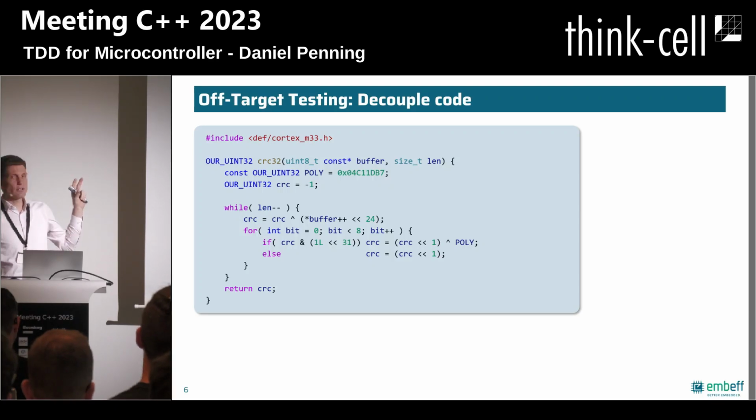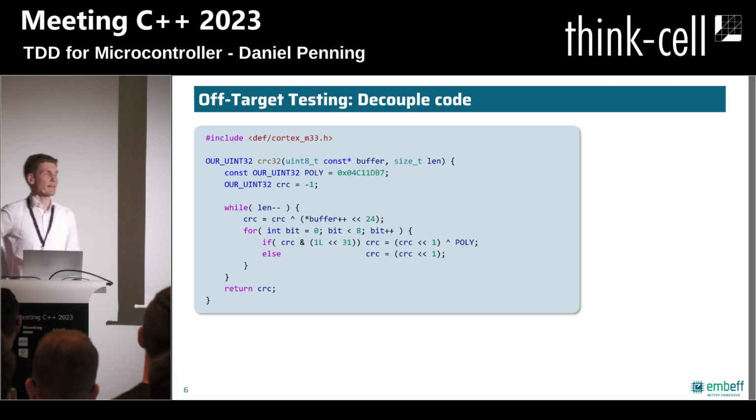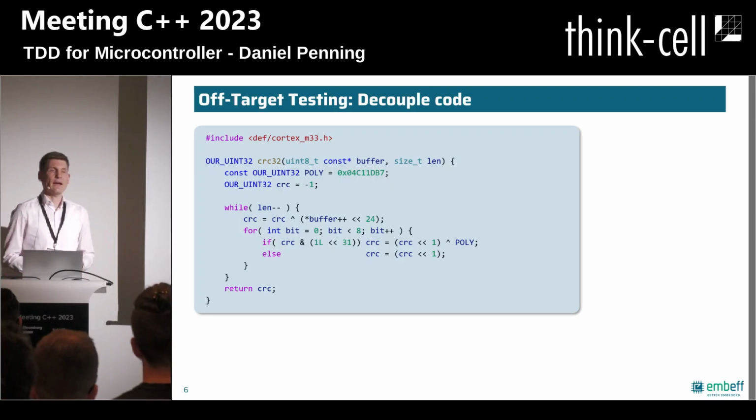Can you just take this code and test it off target on your machine? Okay, why not? Exactly. We can't. This header here probably won't be available on our desktop machine. Yeah, usually a lot of these headers are just shipped with the toolchain, so they belong to the compiler, and they won't be available here or on our PC.